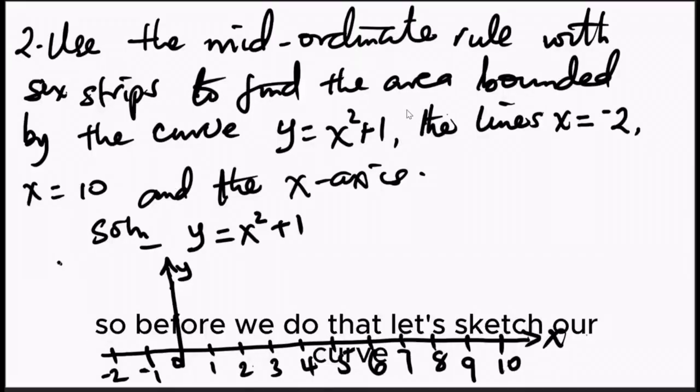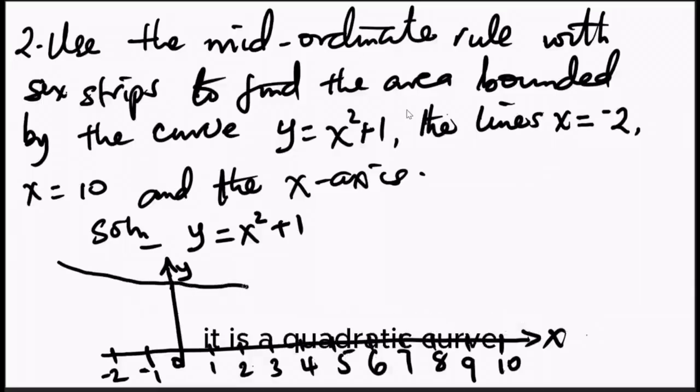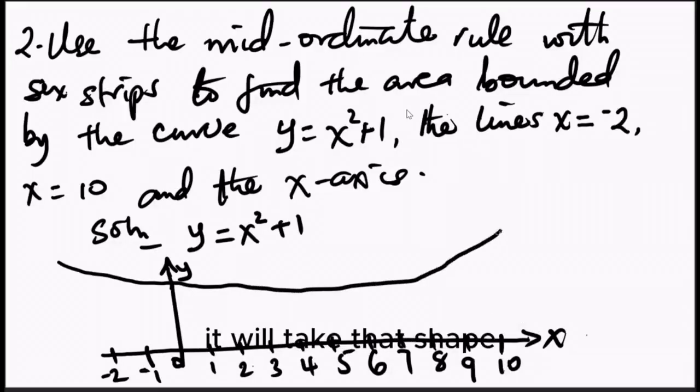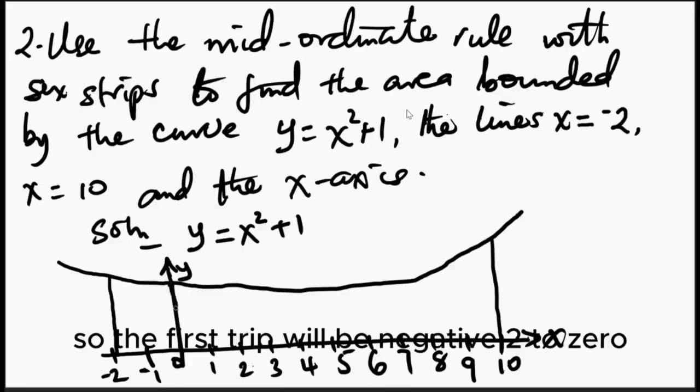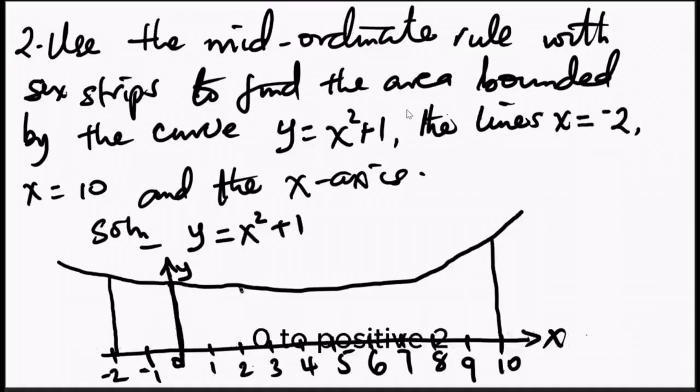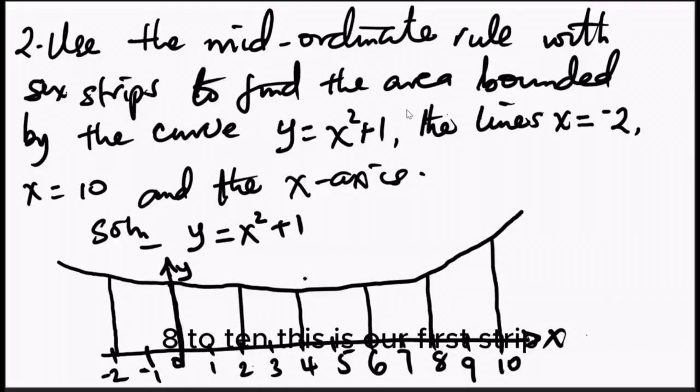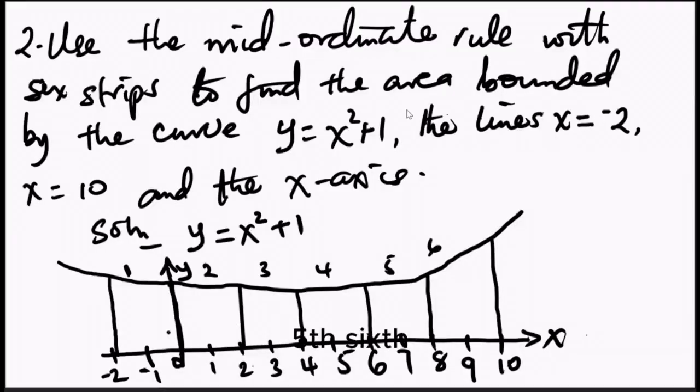So before we do that, let's sketch our curve. It is a quadratic curve. It will take that shape. It is from -2 up to +10. So the first strip will be -2 to 0, 0 to +2, +2 to +4, 4 to 6, 6 to 8, 8 to 10. This is our first strip, second strip, third, fourth, fifth, sixth.